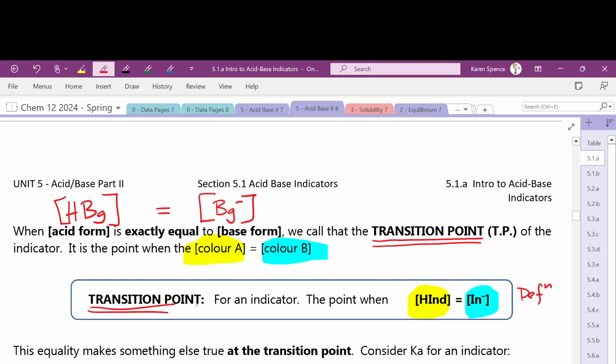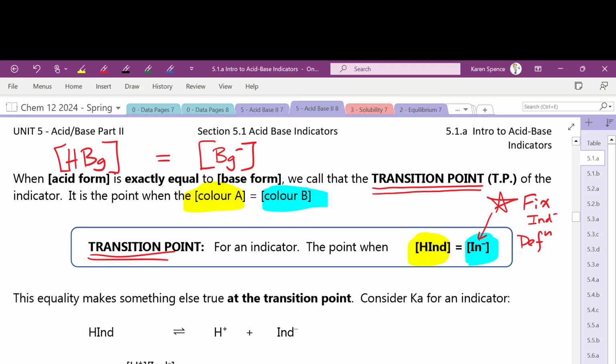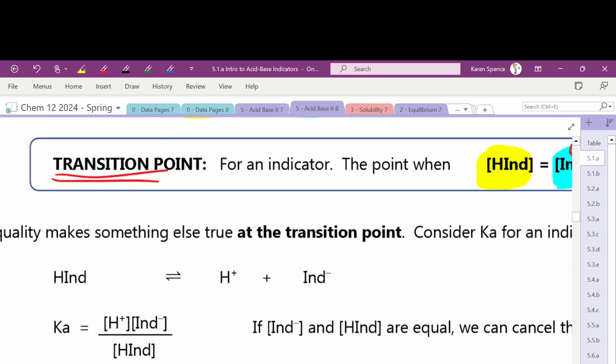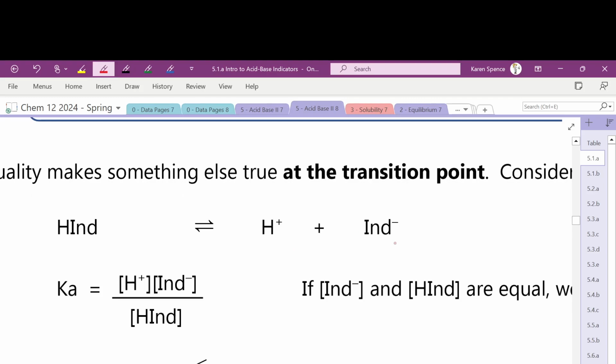Now it's kind of cool because the fact that HInd and Ind, or that should be a D there, Ind minus. I need to fix that. Not that it really matters that much, but just to be consistent. It's kind of cool. So let's watch this. We have our indicator. We have our equilibrium for our indicator, HInd, H plus, Ind minus, and we can write a Ka expression. Products, H plus, Ind minus over reactants, HInd.